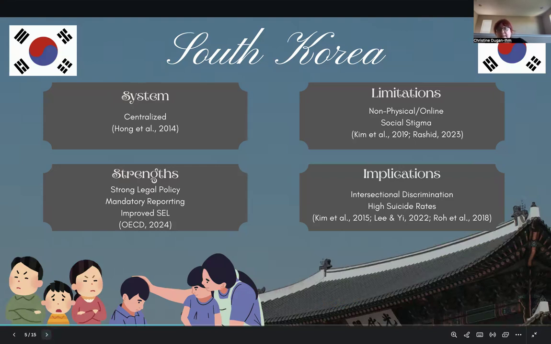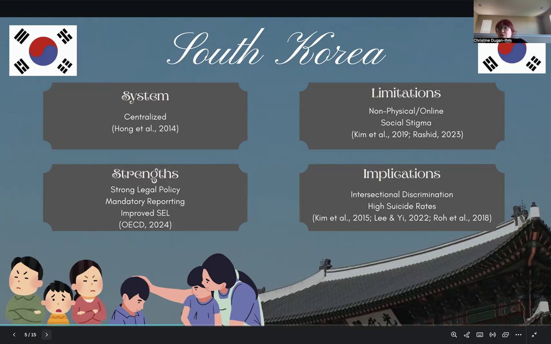The third nation that we're going to look at is South Korea. South Korea also has a centralized system like Ireland. They have a national school system. They have a rigorous new law called the School Violence Prevention Act, which is also centralized. So the strengths of South Korea's system are that they have a strong legal framework. This School Violence Prevention Act, and there are other child protection acts that are national in Korea, very strong laws. They also do mandatory reporting, and they are working on their social emotional learning through an OECD program called Youth Aware of Mental Health. They're implementing that, and that has shown some successes around the world as well.